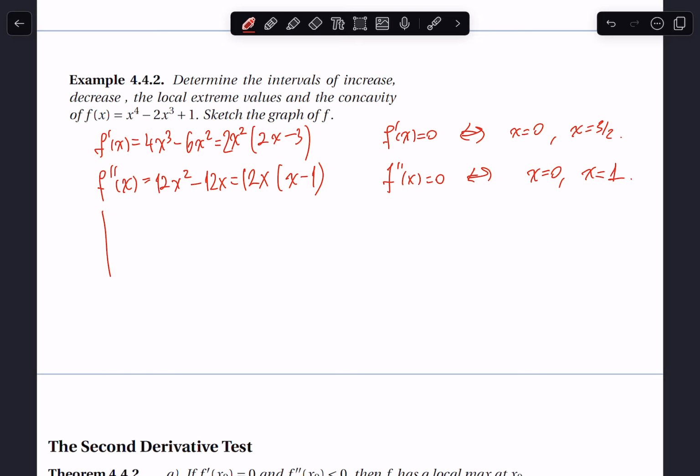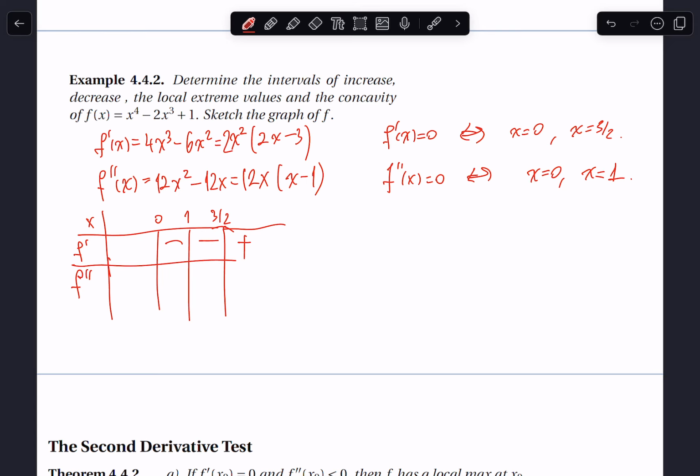Okay, so let's look at the signs of both f prime and f double prime. What are the possible points? x equals 0, x equals 1, and x equals 3 over 2. For the first derivative, when x is greater than 3 over 2, this is positive and this is positive, so the sign is positive here. And 3 over 2 is a single root, so the sign will change here. 1 is not a root of the first derivative, and this 0 is a double root, so this is also negative.